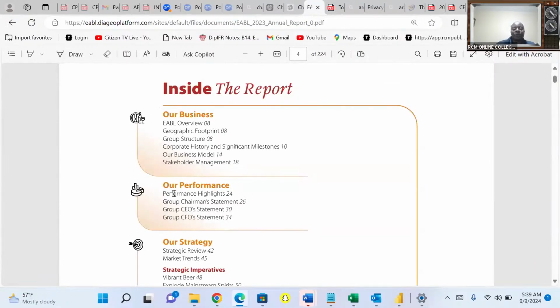All right. So under management discussions and analysis, we must have the chairman giving his statement. We must have the CEO giving his statement and the CFO giving his statement. Very important. You can't tell us that this is not proper for us to give out our strategy to our competitors or whatever. Nowadays, you must put everything bare naked. Our strategy, we have strategic review, we have the market trends.